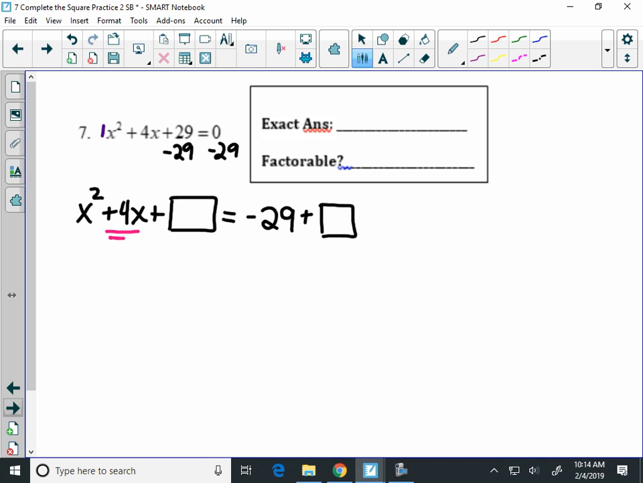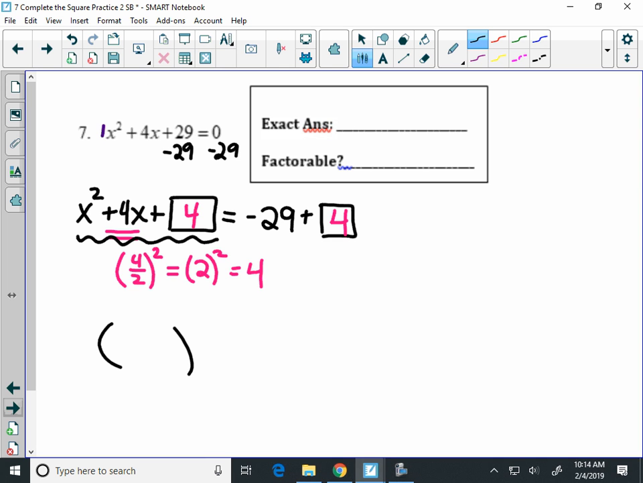To fill in that box, I'm going to take half of 4 and square it. Half of the middle number is 2, and 2 squared is 4. So you're going to fill in your box with a 4 on either side. Now my left-hand side, this trinomial here, is going to factor into two factors that are the same. They're both going to have an x. And the number part is going to be half of the middle term, and half of positive 4 is positive 2. The right-hand side here is negative 29 plus 4, which is negative 25.